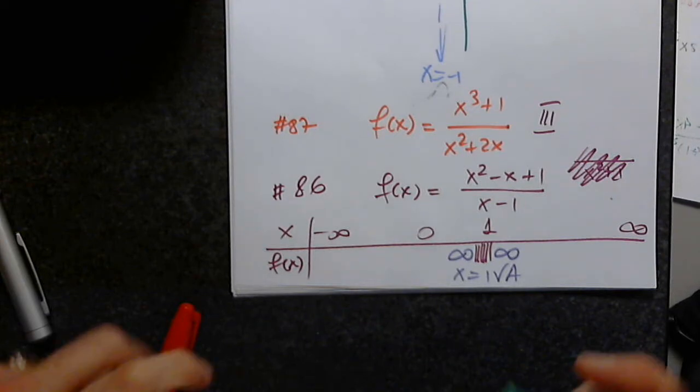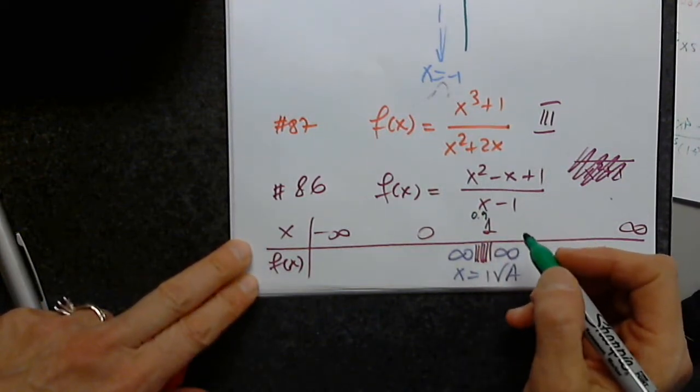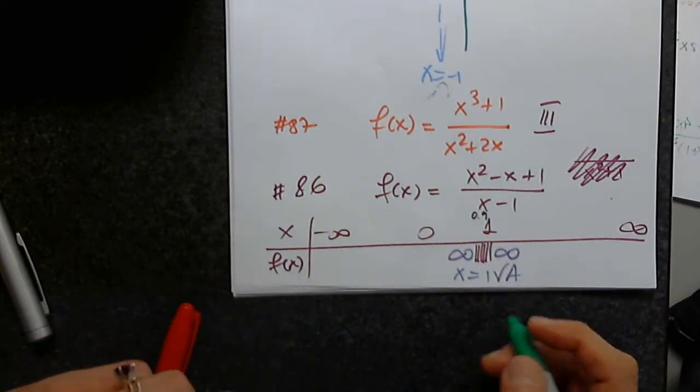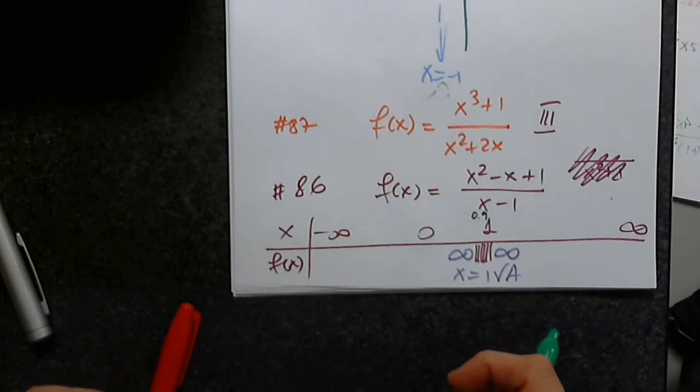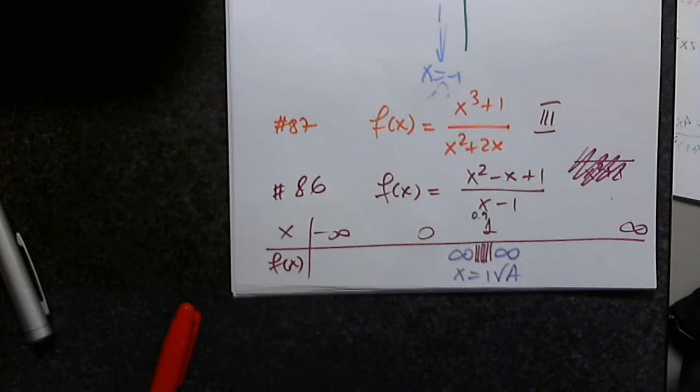So I plug in 0.9. You always have to plug in numbers as close as possible to that, because there may be a max or a min in between, and then I mess up the whole thing. Yes. I will not plot those ordered pairs, but I have to use a number very close, left and right.